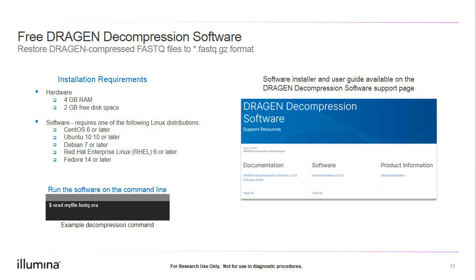So DRAGEN compression will create the FASTQ files with an original read archive or .ora extension, and the DRAGEN decompression software can be used to decompress one file at a time back to FASTQ.gz format. The DRAGEN decompression software is also free for everyone to use, and there is no license required. This software must be run on the command line, and the DRAGEN decompression software can be downloaded from the Illumina support site.